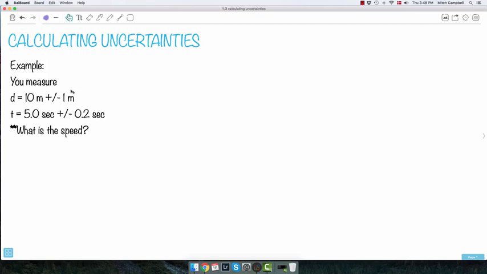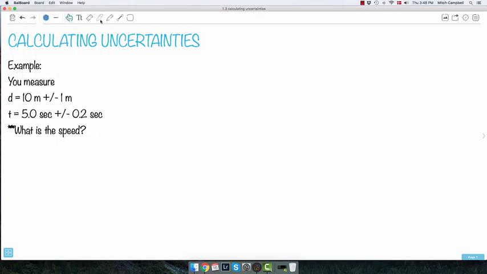So let's just say you're doing a measurement. You're measuring a distance here. I'll rewrite it like this, maybe it's a bit easier. Your distance is 10 meters, but the uncertainty on your distance is plus or minus 1 meter. And the time is 5.0 seconds, but the uncertainty on your time is 0.2 seconds. I think it's clearer to have it written big like this.